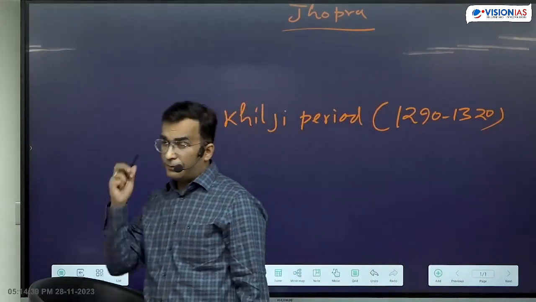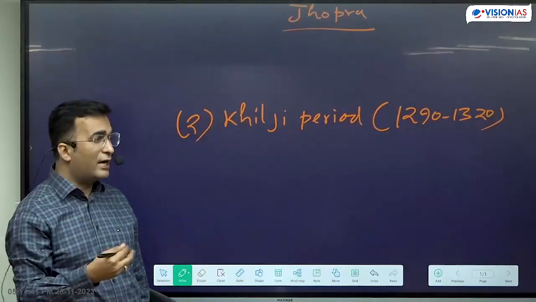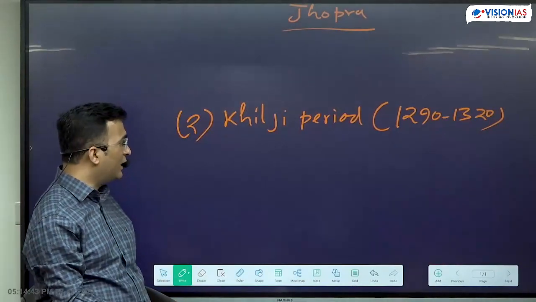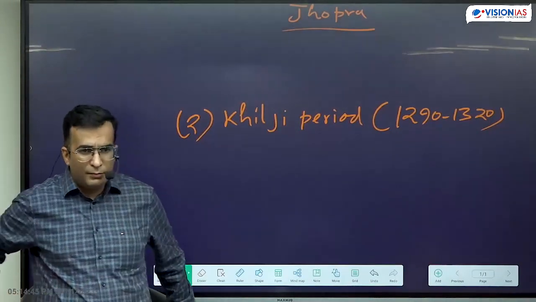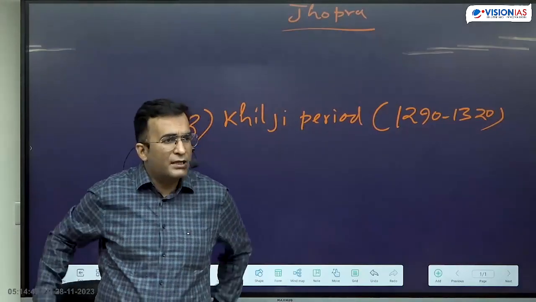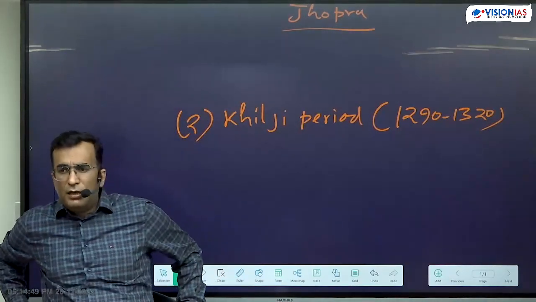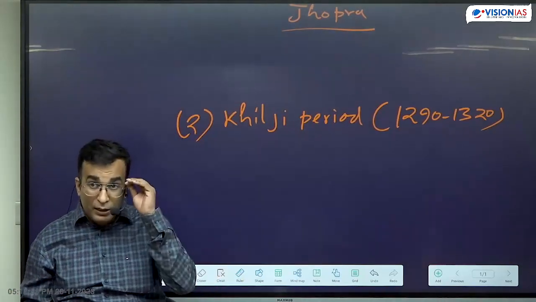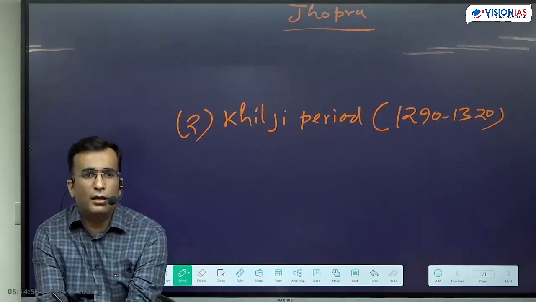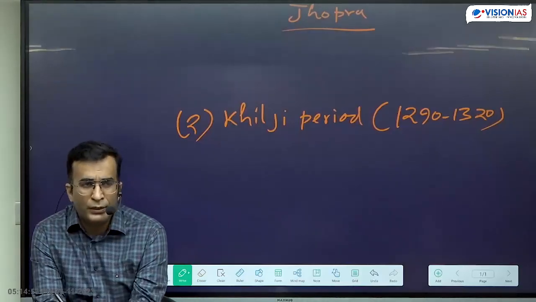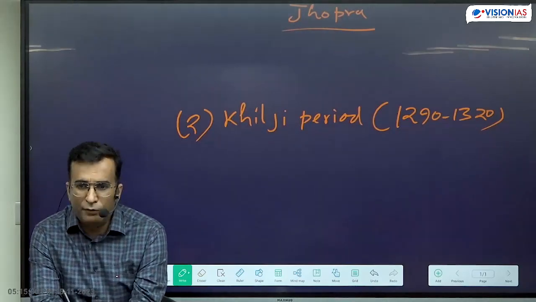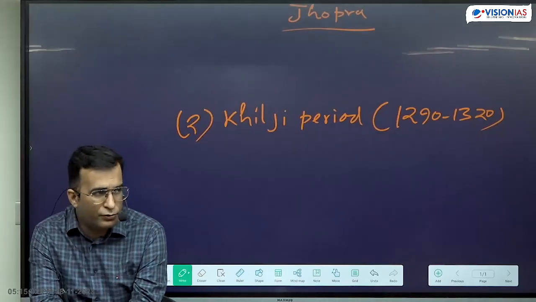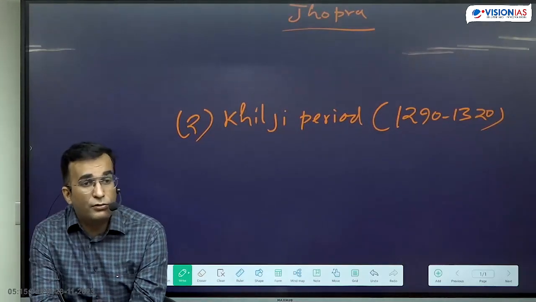So when it comes to the Khiljis, the style which developed under them is basically considered the true Islamic style. It was for the first time that the true arch and dome was introduced, not in the Slave period but in Alauddin Khilji's period. And the first building in India where the true arch and dome was introduced was the Alai Darwaja, which is also in the Mehrauli complex.